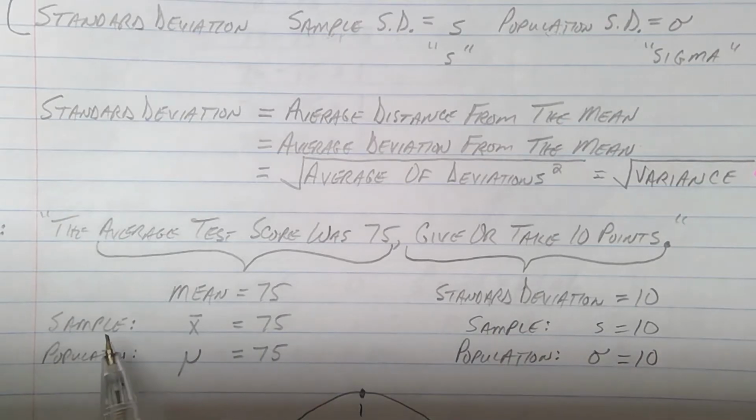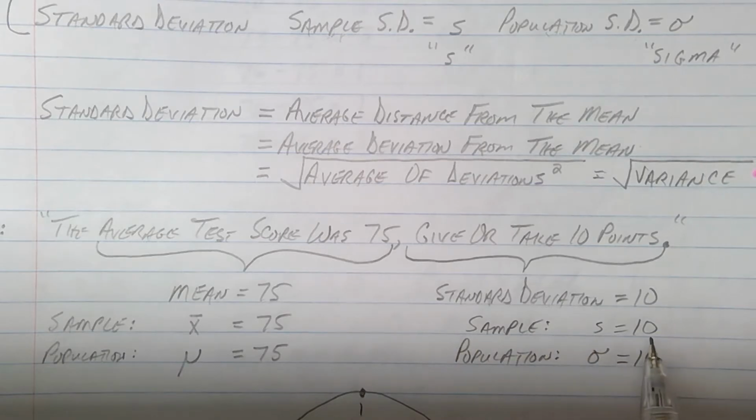Usually we're talking about the sample. We're talking about the people we could catch, or the cows we could catch, or the fish we could catch. And the population number, we kind of estimate based on the measurements we make in our sample. So our sample mean is 75, and our sample standard deviation is 10.